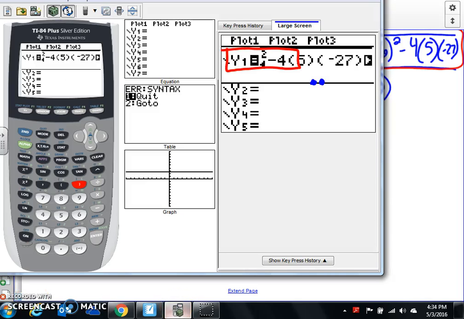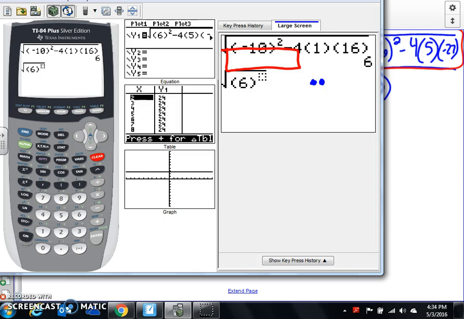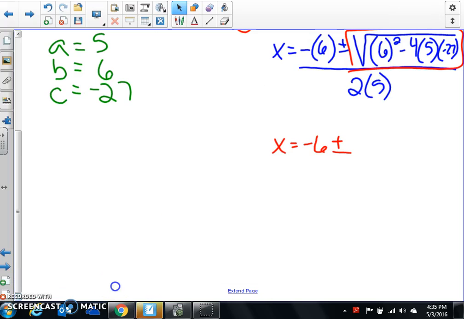Okay, and then if you put that all in your calculator, and I put it in my y equals, so that's second square root. Let's just clear it out again. Okay, squared minus 4ac, enter, and it gives us 24. So we get plus or minus 24.